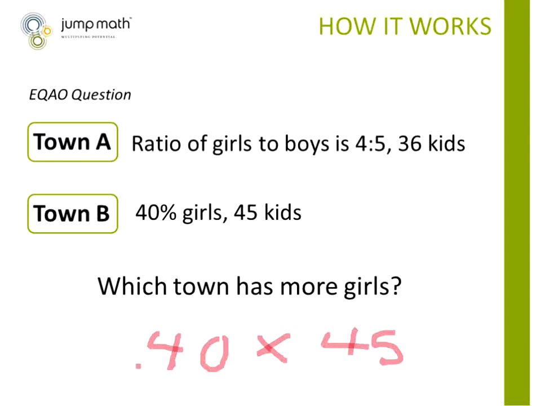For instance, could you take the information about town B, where you have a percent, and turn that into a ratio, just as in town A? Could you give me a ratio of girls to boys, and could you solve the problem that way, rather than doing a percent calculation? Because a lot of people have trouble explaining why in the world you're doing this multiplication.